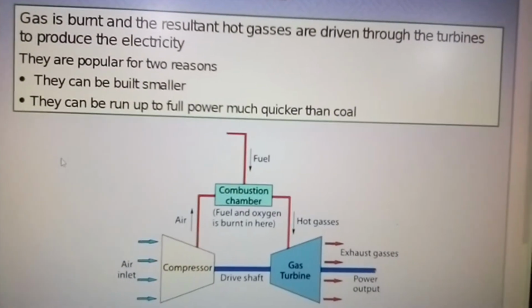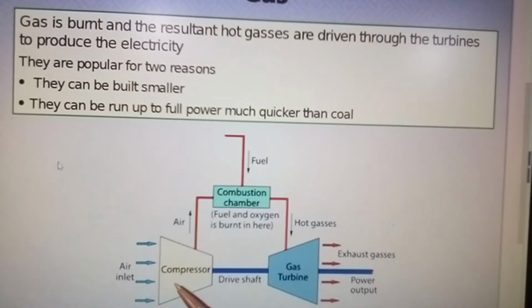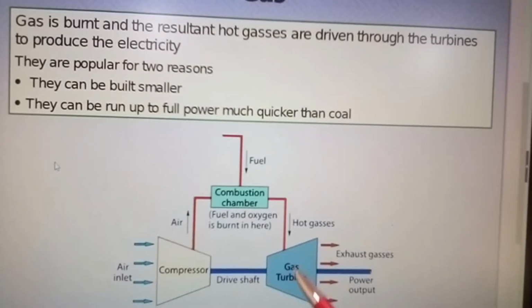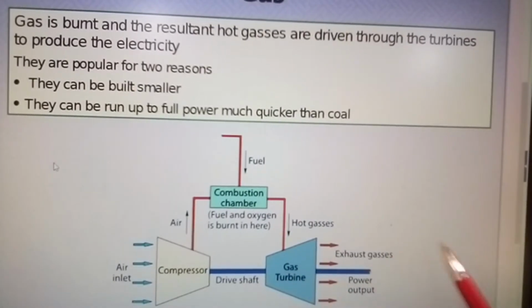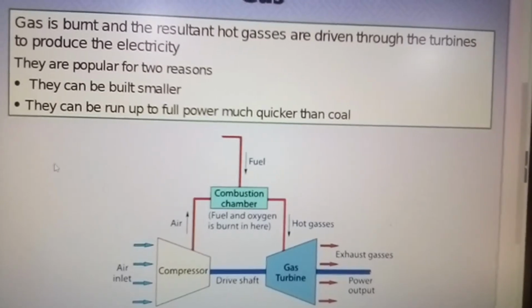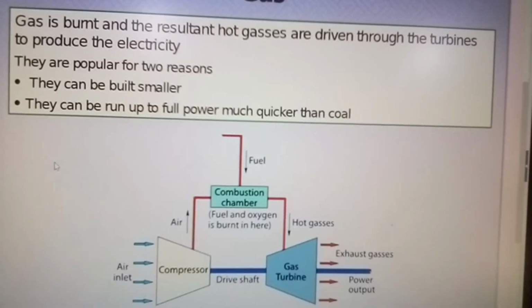And here's your gas turbine. You have gas, air intake, high compression. The combustion chamber ignites and drives the turbines, which drives your electrical power generation.